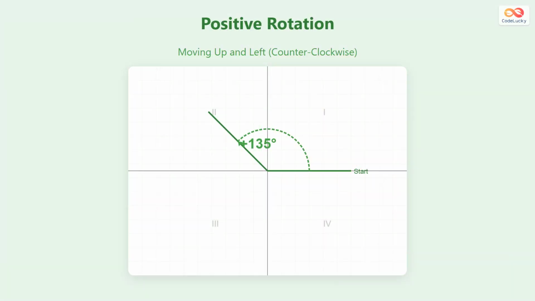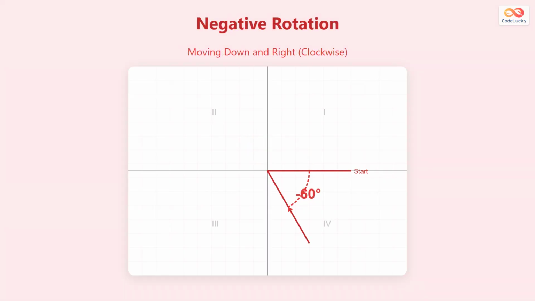Let's visualize a positive angle. Starting from the positive x-axis, we move up and to the left. For example, a positive 135-degree angle lands us in the second quadrant. Now let's look at a negative angle. Starting from that same positive x-axis, we move down and to the right. A rotation of negative 60 degrees would land us in the fourth quadrant.